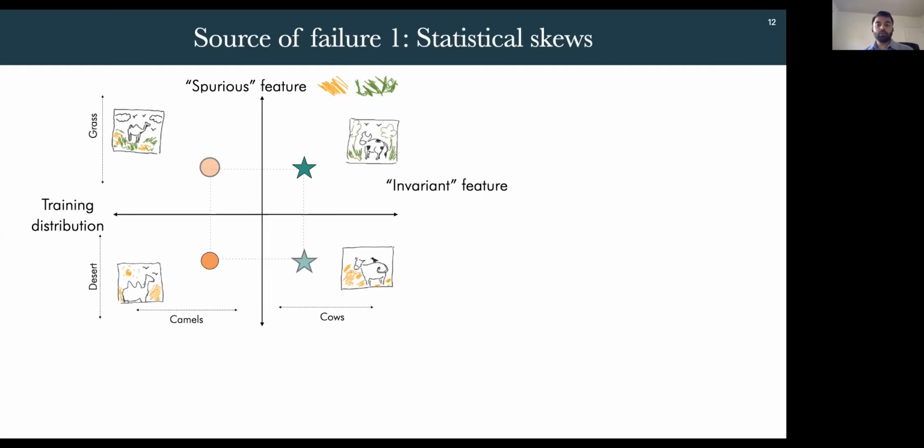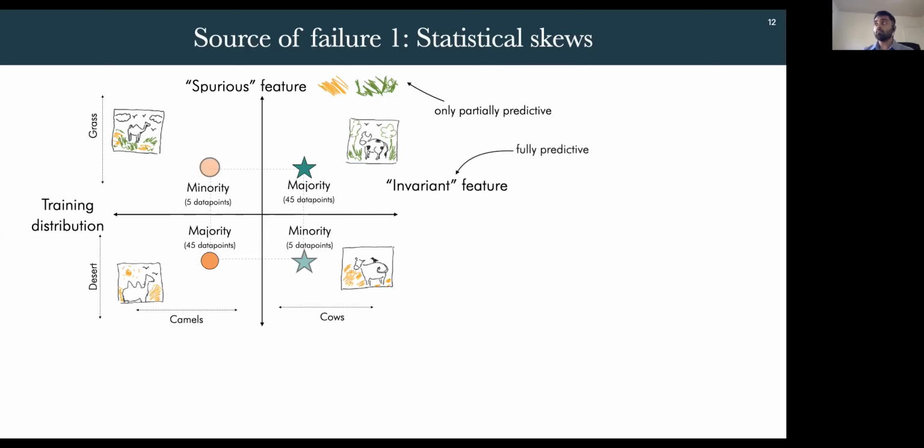And along the second and the fourth quadrant, I have a small number of data points where the cows and the camels are in the opposite backgrounds. Now this data set captures everything that I wanted to capture. In particular, it captures the fact that the spurious feature is only partially predictive of the label. This is because I have a non-zero number of minority data points. It means that I cannot just separate this data along the spurious feature axis.